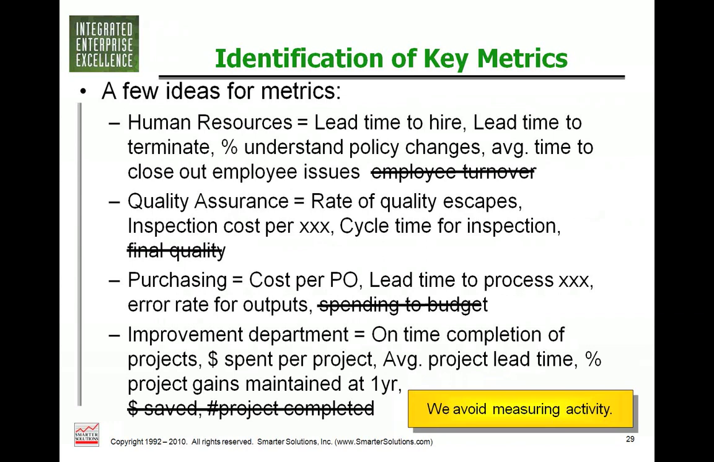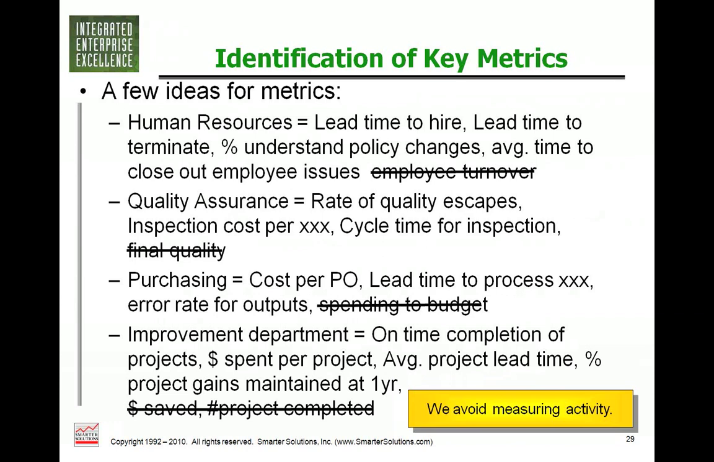QA is a tough one. QA is usually about quality of the business. QA metrics are like final product quality, but guess what? That's not measuring the performance of the function quality assurance. Things we look at are the rate of quality escapes. Are they not finding stuff?